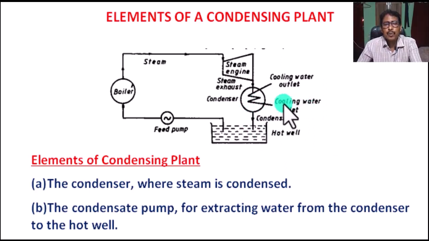This is the circulating cooling water in and circulating cooling water out after taking the latent heat from the wet steam. Water, that means condensate, is collected at the hot well. This is the feed pump. It pumps the condensate, that means condensed steam, from the hot well to the boiler.